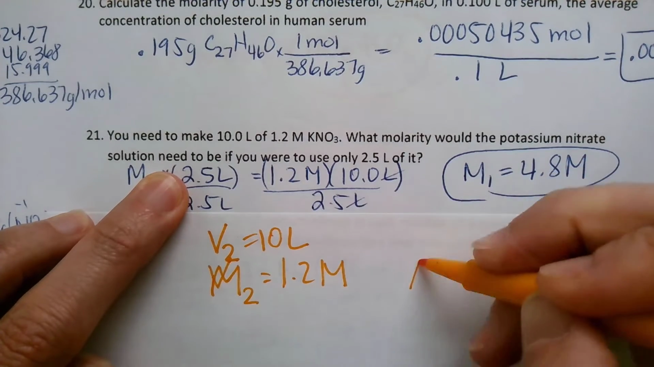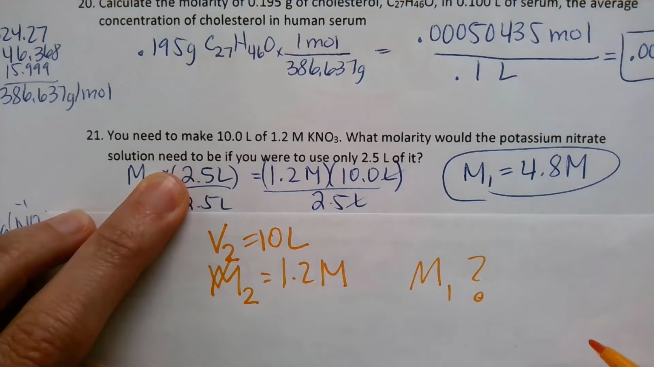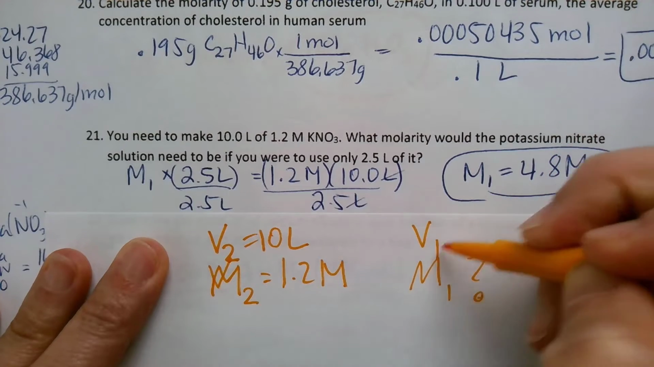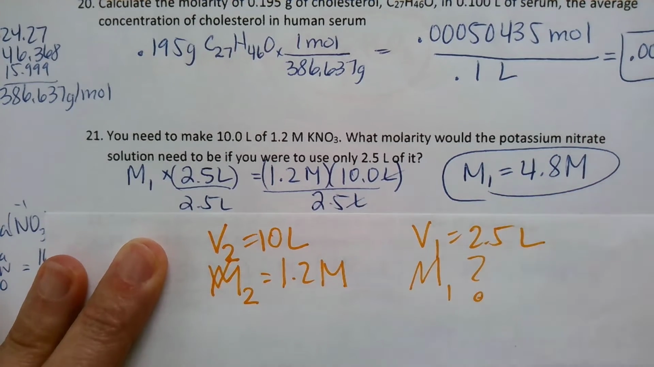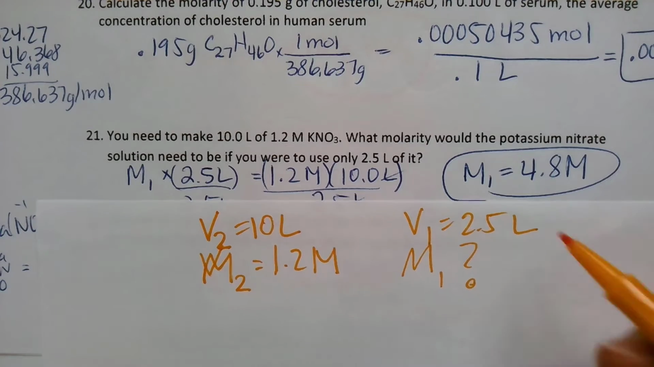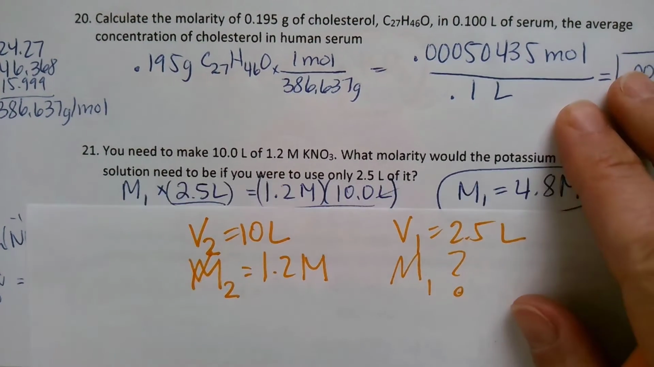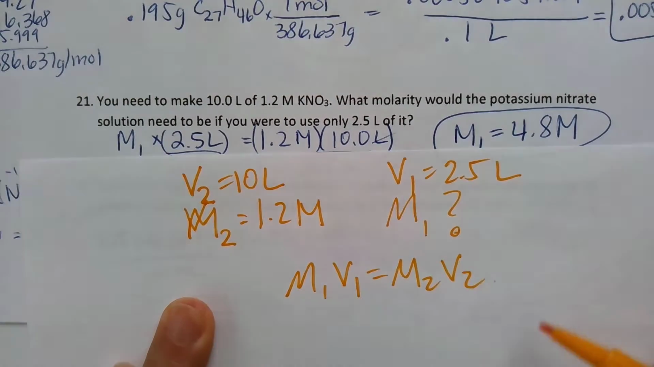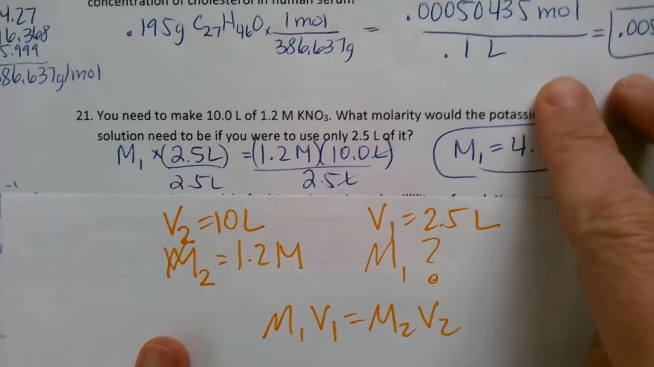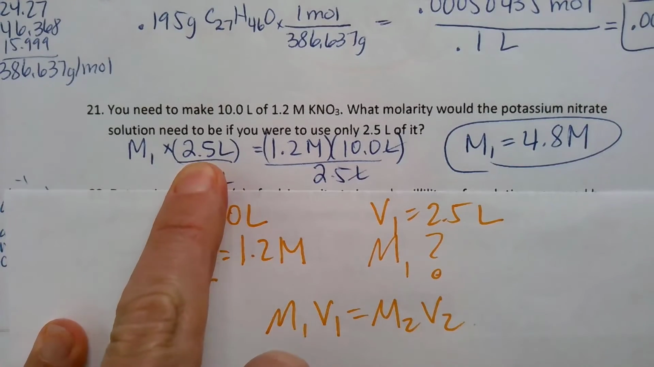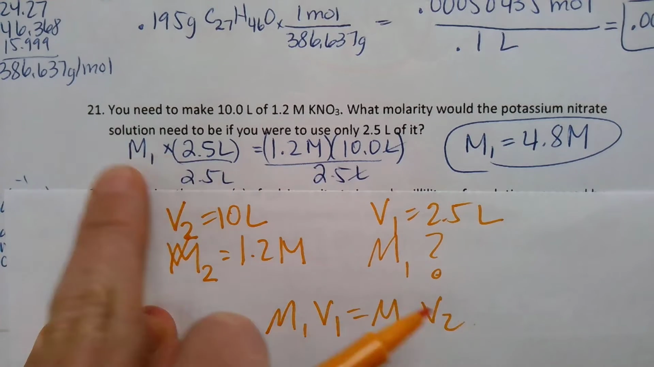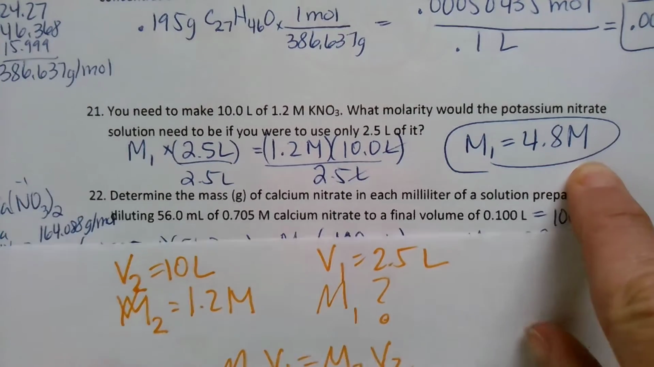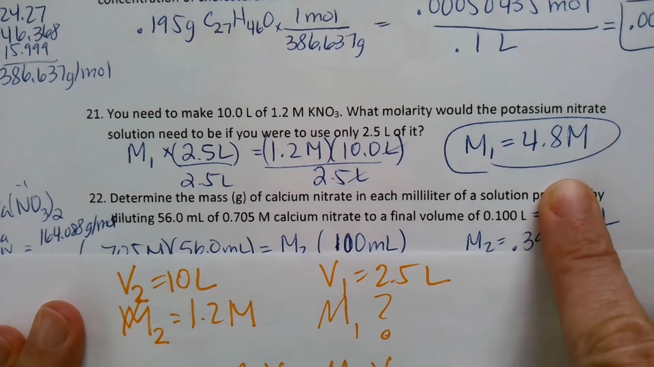So it's asking M1 question mark. I don't know what that concentration needs to be if you were to use only 2.5 liters of it. So my volume that I'm using of it is 2.5 liters. So then we just use the dilution, because we're diluting here. M1 V1 equals M2 V2. And so I would set it up M1 times V1 equals M2 times V2. And then to get M1 by itself, I need to divide both sides by 2.5 to get that concentration that it needs to be.